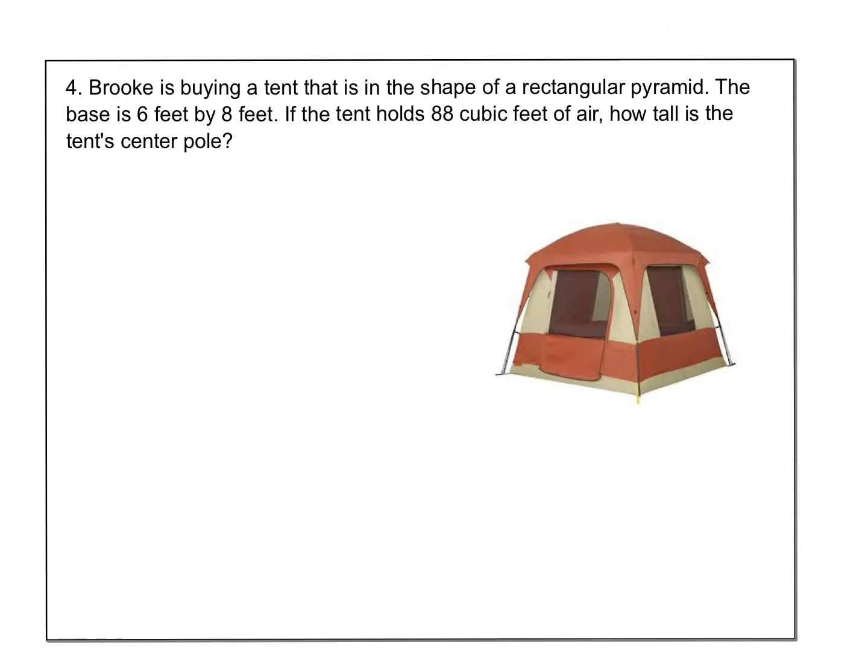So Brooke's tent is in the shape of a rectangular pyramid. The base is 6 feet by 8 feet. So we'll call this 8 feet, call this 6 feet. There's a center pole in the middle, and it holds 88 cubic feet of air. How tall is the tent's center pole? So it's a rectangular pyramid, so this makes a rectangle, and we're kind of considering it to look like this. Okay, use a little bit of imagination.